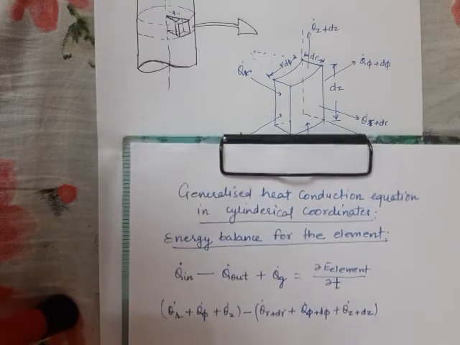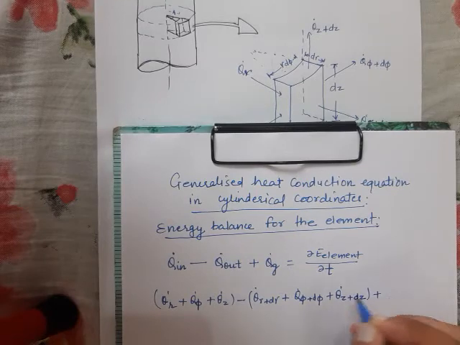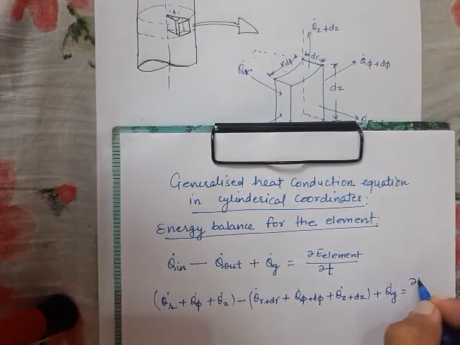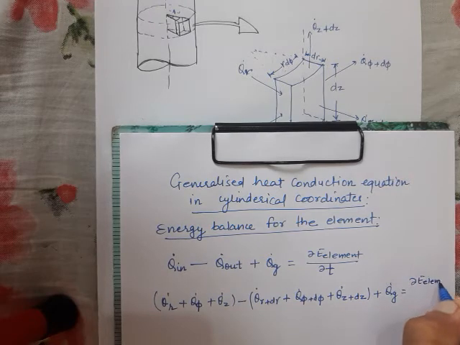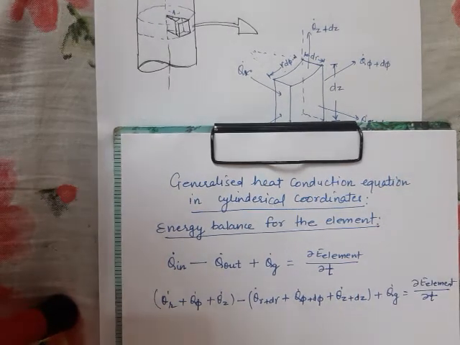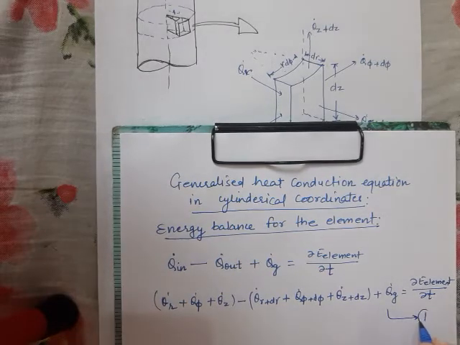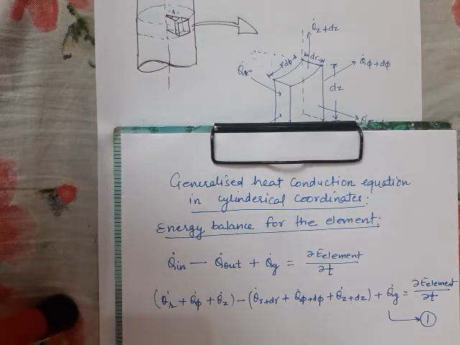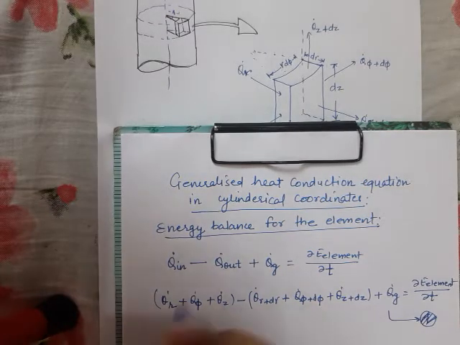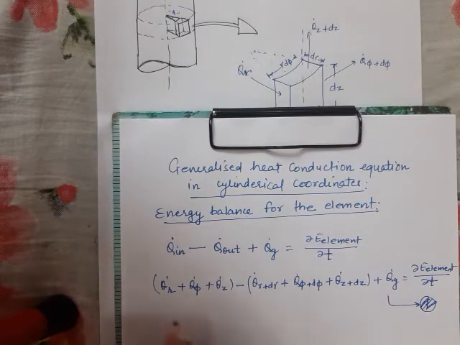Now the heat generated, let the heat generated be Q dot G, is equal to del E of the element upon del T. So this is our equation number 1. Sorry, let's not call this equation 1. Let's simplify this equation first.